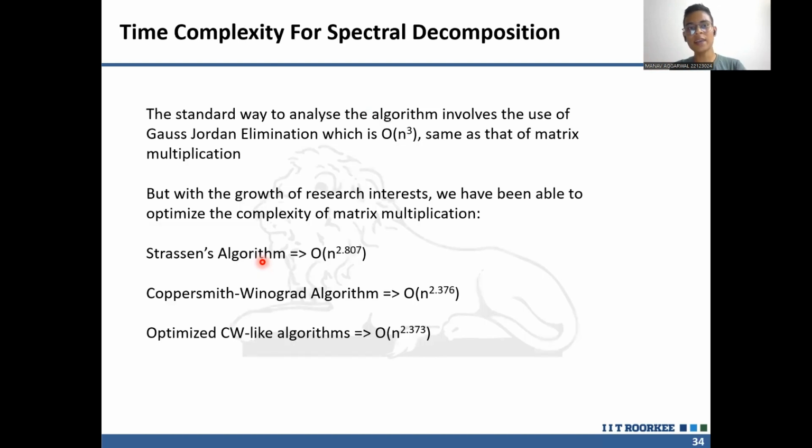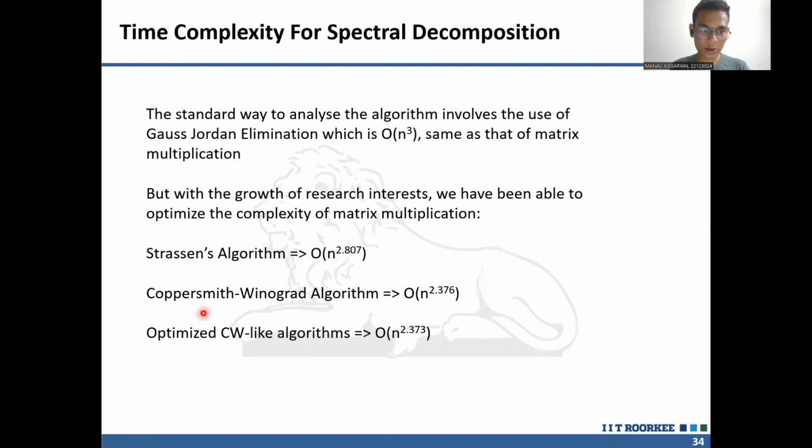Now, talking about the time complexity once and for all. The standard way to analyze the algorithm involves the use of Gauss-Jordan elimination, which is big O of n cube, same as that of matrix multiplication. But with the growth of research interest, we have been able to optimize the complexity of matrix multiplication. Now you can understand that research has enabled us to make this process more and more efficient. That is, a process so important to applied linear algebra has been made much more efficient than what it could have been.